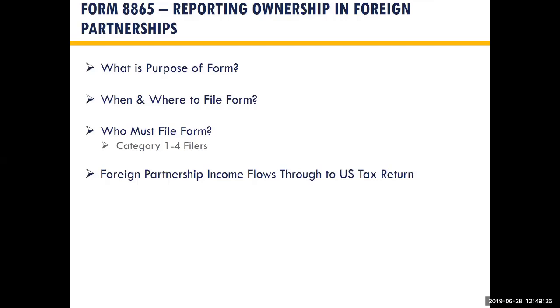Category 3 is if, during the year, you contributed property to a foreign partnership, and through that contribution, you obtained a 10% or more interest in that foreign partnership. Or if the value of the contribution exceeded $100,000, then you have a category 3 filing obligation.